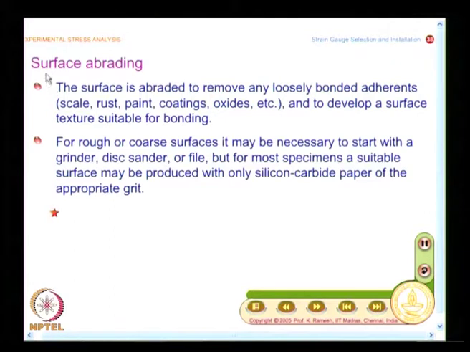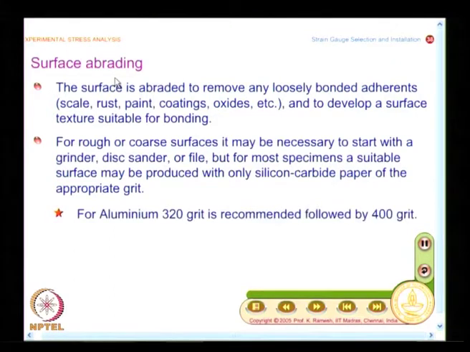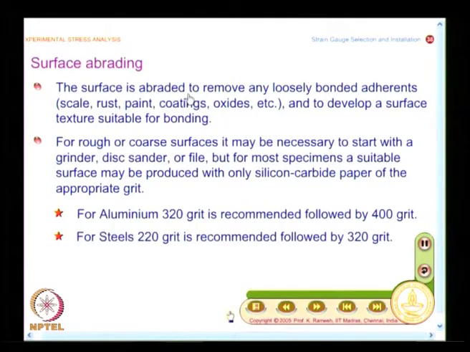So, now you have removed the grease. The next step is surface abrading. And why do you do this? The surface is abraded to remove any loosely bonded adherents and to develop a surface texture suitable for bonding. If you have a rough or coarse surface, it may be necessary to start with a grinder, disc sander or file, but all that is not required for most specimens. A simple silicon carbide paper of the appropriate grit should be sufficient.